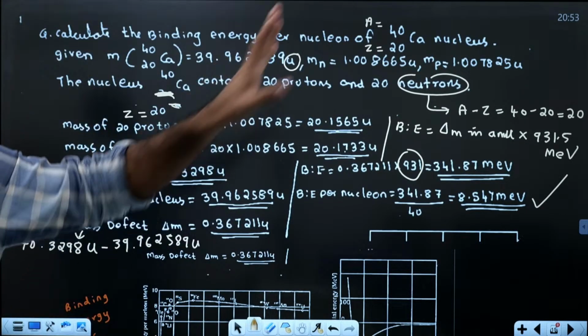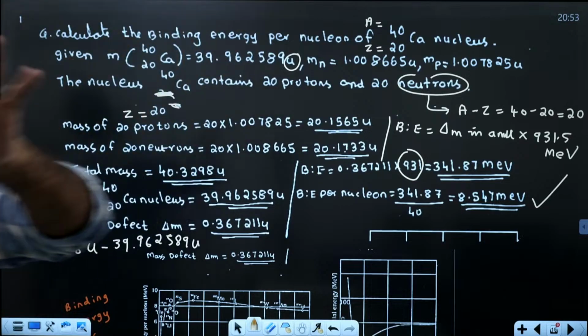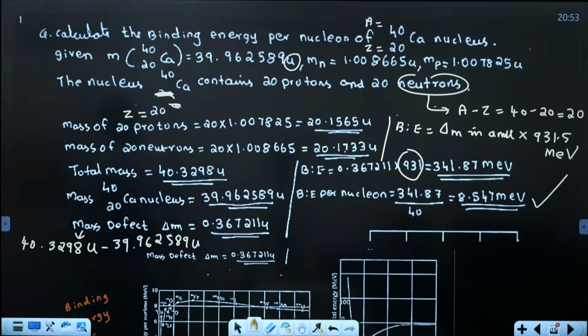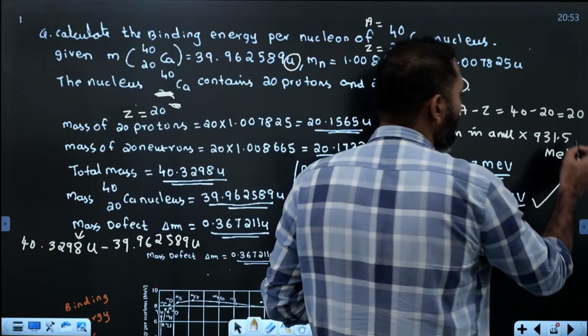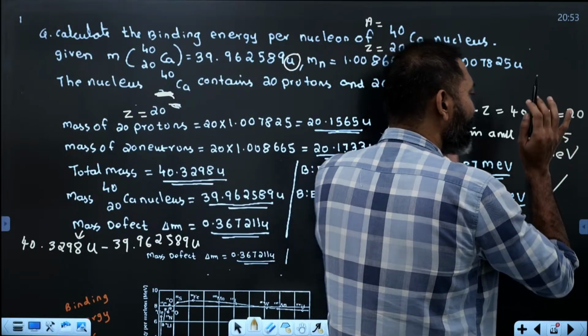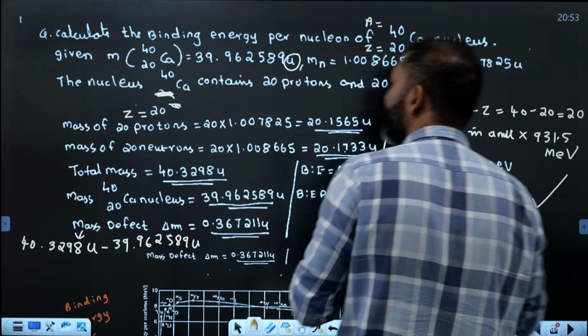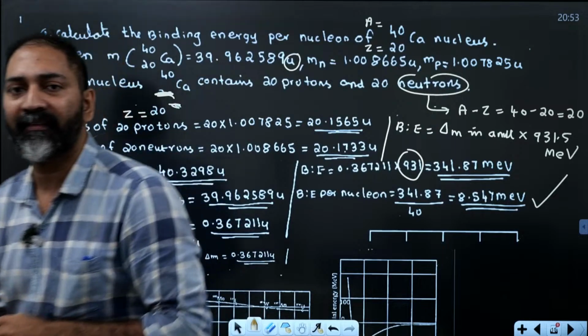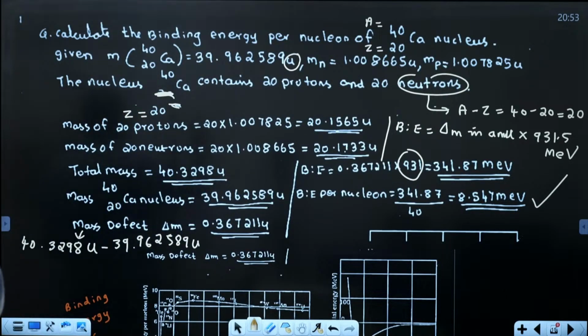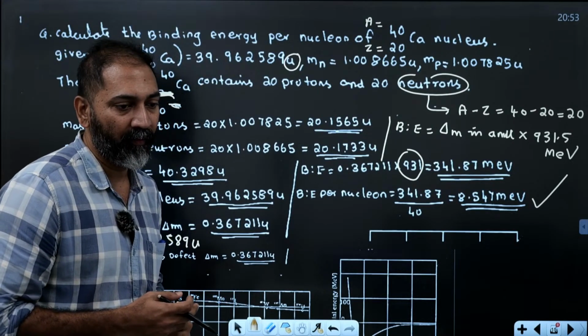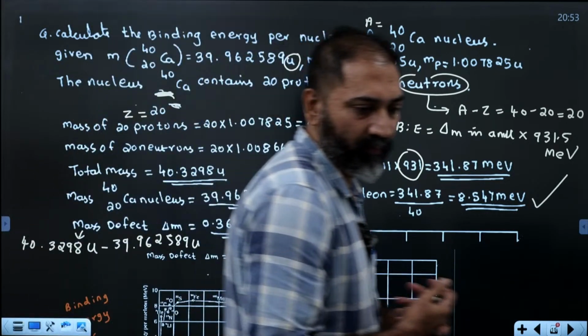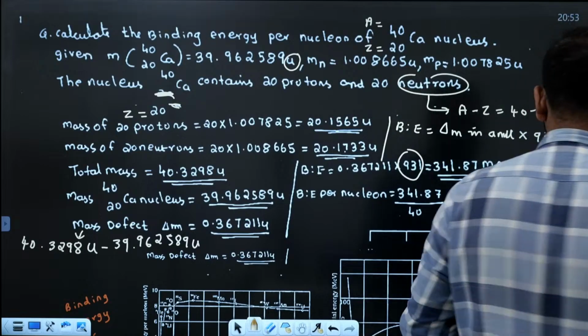The question data itself is given with many fractions. So all these fractions are important. Then the mass defect, the energy equivalent of 1 AMU is 931. Even if you take 931.5, you will get the same answer. The exact answer is 931.5. Okay.